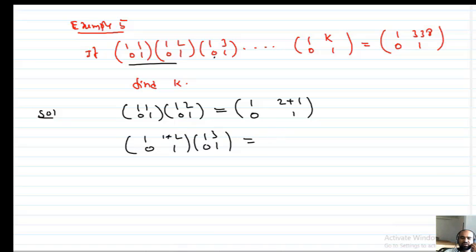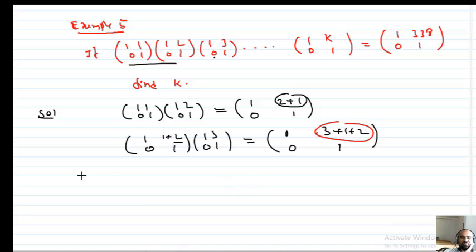Observe. 1 into 1 is 1 only here. Here, what will we get? Here, 1. Next, this with this only. 1 into 3, 3 only, plus this, 1 plus 2. Okay. Here 0, and 0, 1, 1. I think you people understood now. For multiplying 2 matrices, you are getting 1 plus 2 here. Multiplying 3 matrices, you are getting 1 plus 2 plus 3. If you multiply 4 matrices, 1 plus 2 plus 3 plus 4.